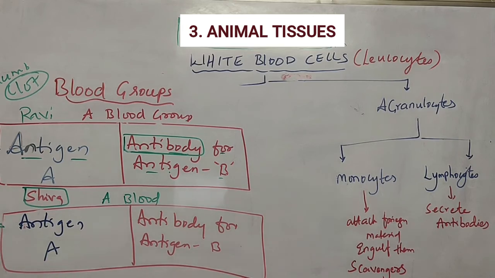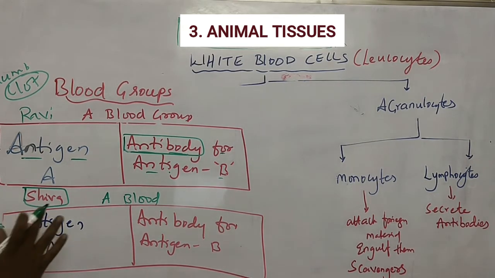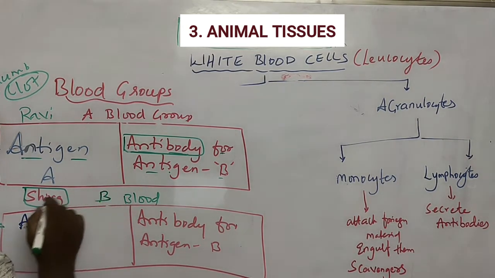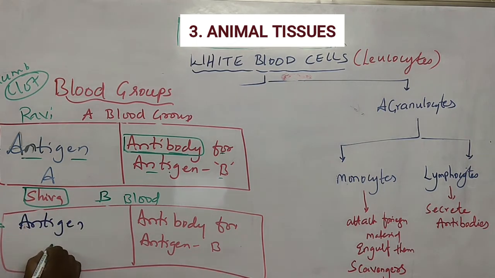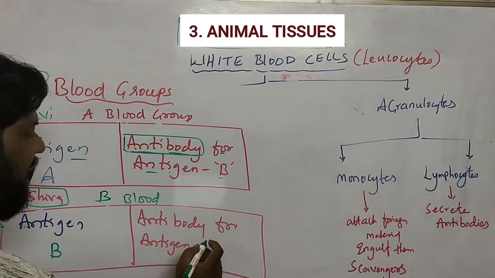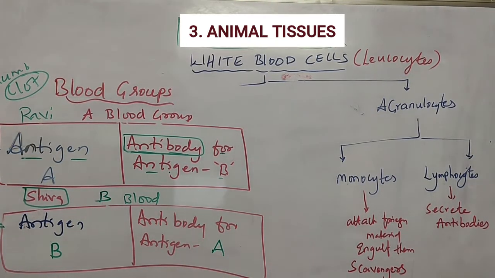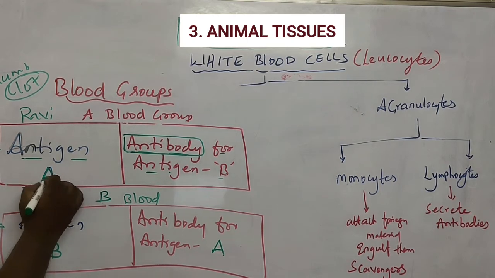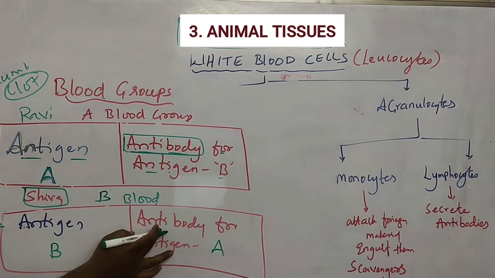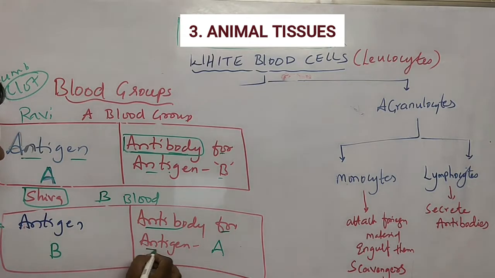But whereas if I take, and Shiva is of B blood group, okay, then antigen will be B, and antibody is for antigen A. Fine. Now if this person is giving blood to him, or if he is taking the blood from him, not an issue at all. Now when the blood is administered, what is here? Antigen A. Now what is in this blood group? There is antibody for antigen A.